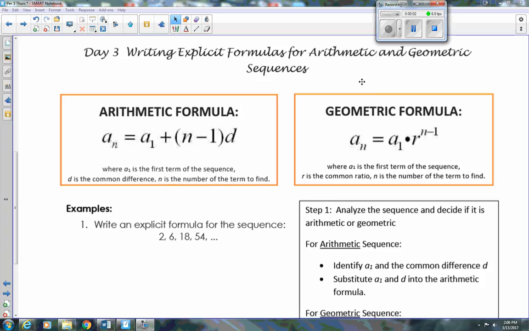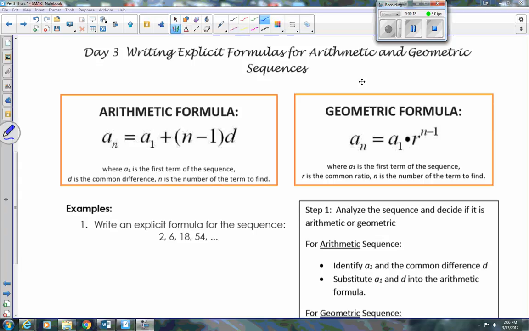Hello everybody. Today we're going to continue our notes from yesterday. So I am starting with the day 3 portion of your notes. And remember, these are the notes that we started yesterday. And I'm on about halfway down page 3.